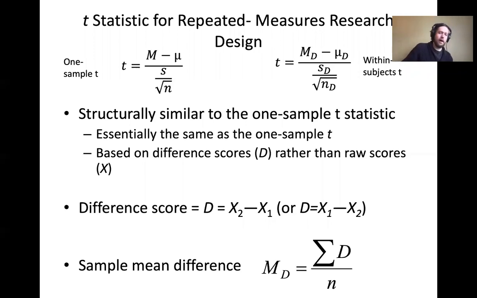Okay. So we've been talking about this chapter. Chapter 9 is all about the t statistic, and we've learned about two different ways of calculating the t statistic, two different forms of the t statistic. There's the one sample t statistic, which is shown right here. And then you also have the repeated measures t statistic, which is shown right here.